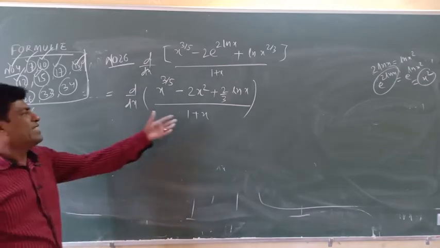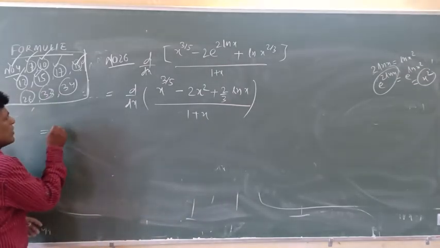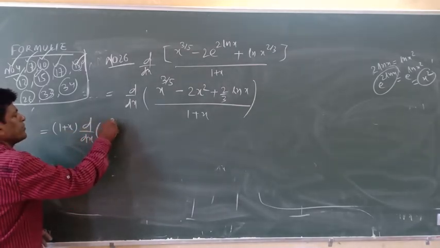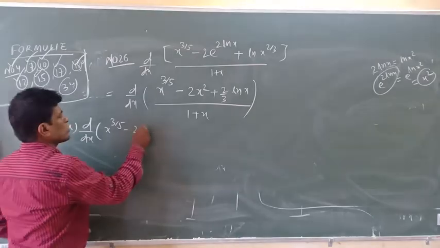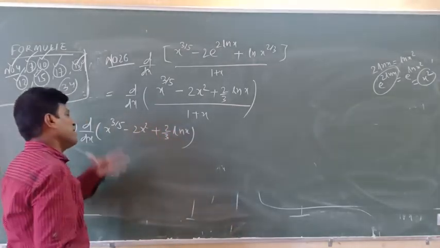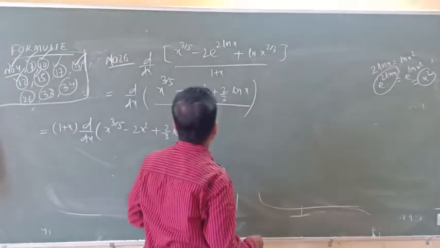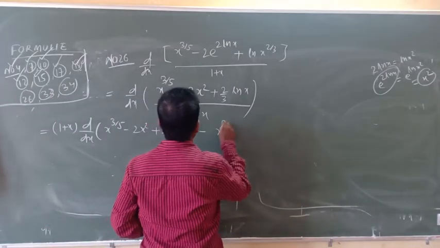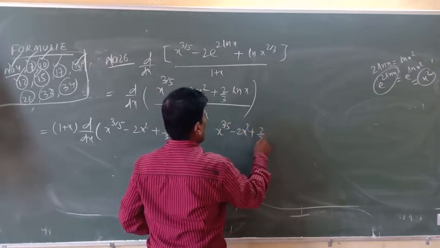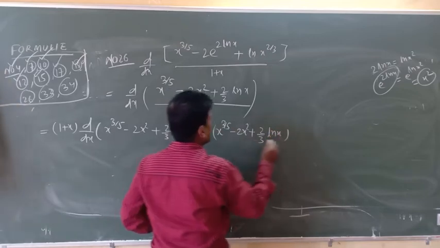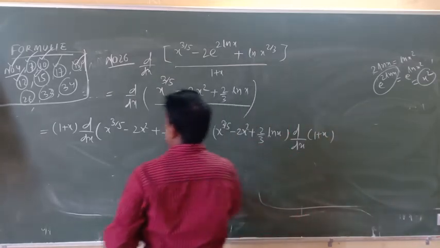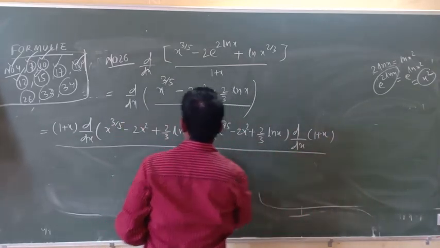So in this case, the denominator is a constant, 1 plus x is a constant, and we take the derivative of the numerator, x to the 3 by 5 minus 2x square plus 2 by 3 ln x. Then the minus sign is used, the numerator is a constant, then the derivative of the denominator, whole divided by denominator whole square.